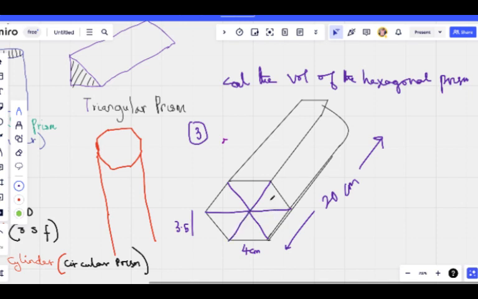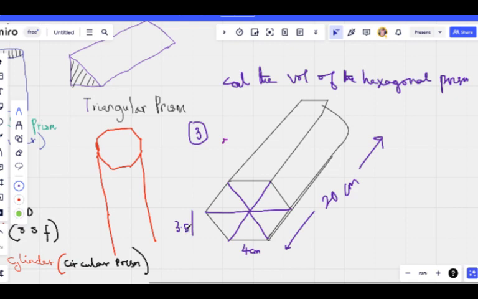See, 6 triangles. 1, 2, 3, 4, 5, 6. So all I need to do to find the base area is to find the area of a triangle and then multiply by 6, right? Because there are 6 triangles to get the area of the whole hexagon.